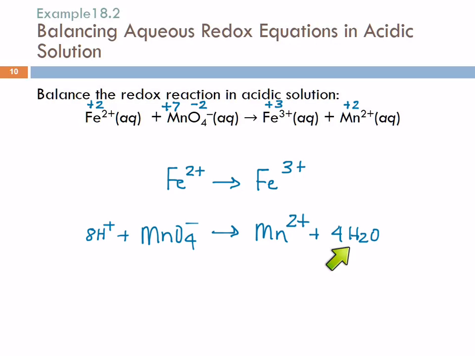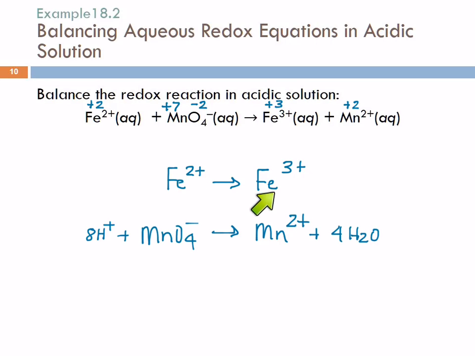Now, maybe it seems like cheating to throw water in there, right? But this is happening in aqueous solution. There's lots of water molecules in there, right? And if it's in acidic solution, that means there are some hydrogen ions present. And so throwing those in there isn't really a problem either. So we're balanced for mass. Now we fix up the charges.